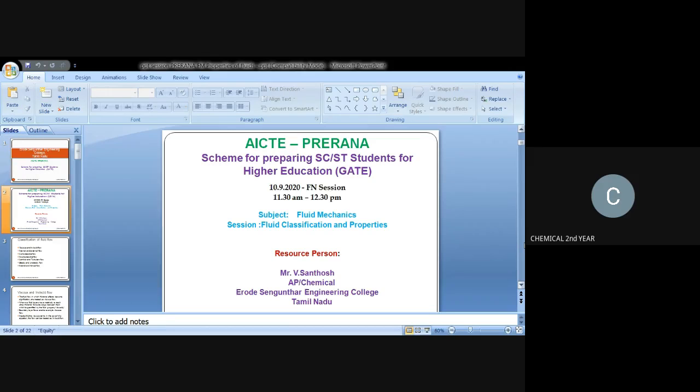Okay. So today's class is about the subject of fluid mechanics. Myself, V. Santhosh, Assistant Professor, Chemical Engineering, Erode Chemical Engineering College. The topic we are going to discuss today is fluid classification and their properties: the entire classification of fluids, the behavior of fluids and the properties of fluids. Based on the properties of fluids, we are going to discuss the previous year GATE problems.